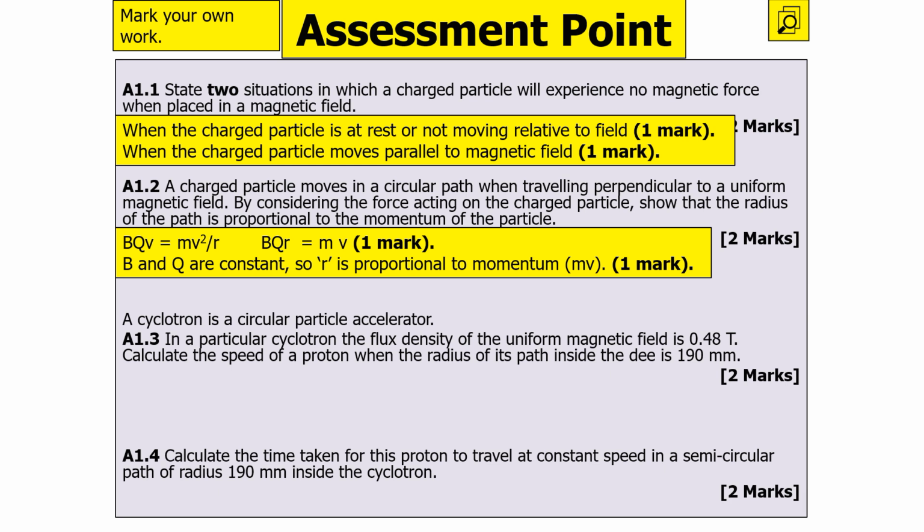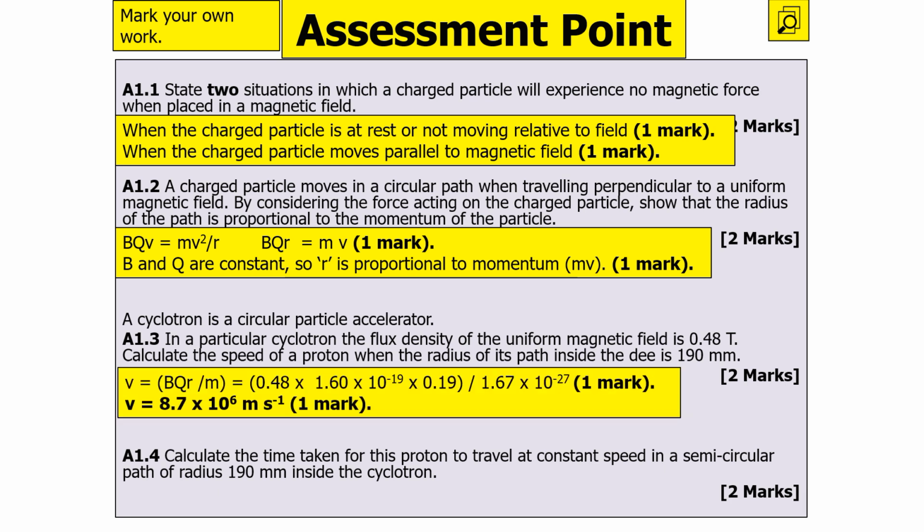We can then rearrange this equation and say v equals BQr over m. Pop in all the numbers. Now remember, 190 millimeters turns into meters. Remember, the mass of a proton is given to you on the equation sheet, 1.67 times 10 to the minus 27. The charge of a proton is 1.60 times 10 to the minus 19, also given on the equation sheet. So the values give you 8.7 times 10 to the 6 meters per second.